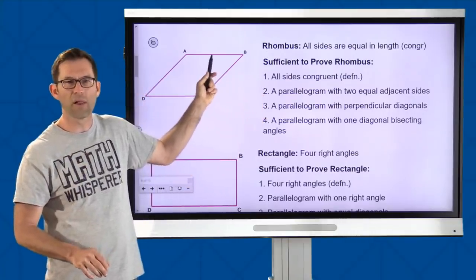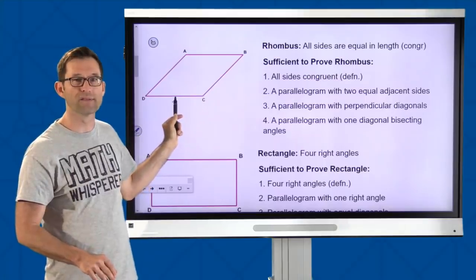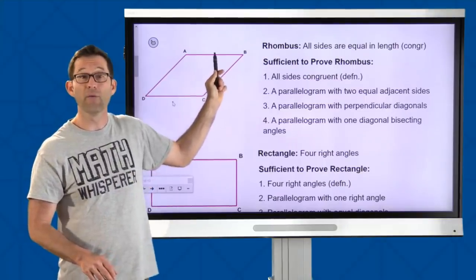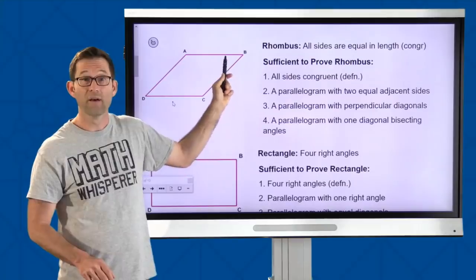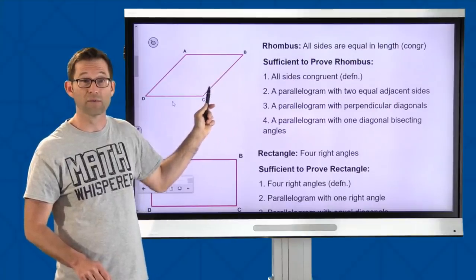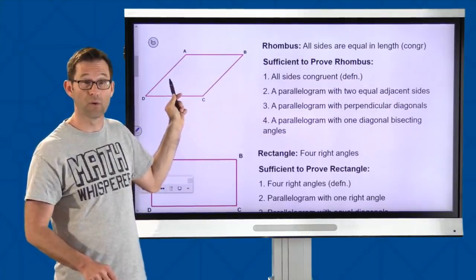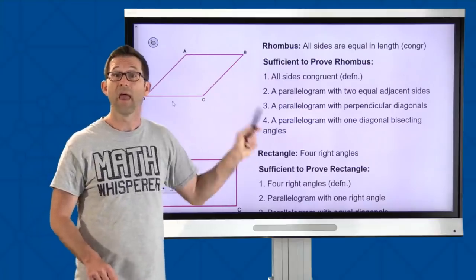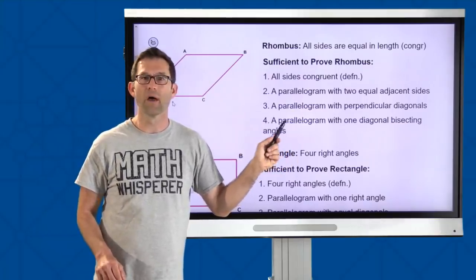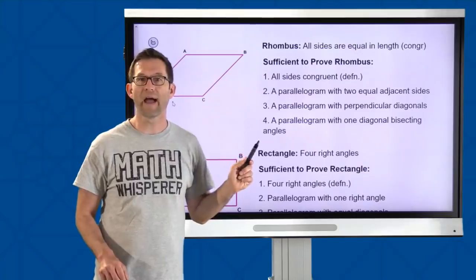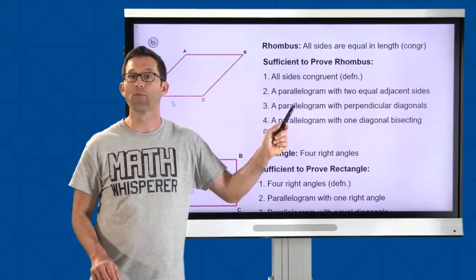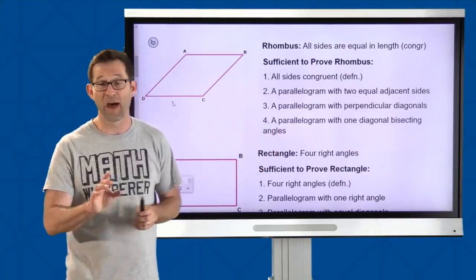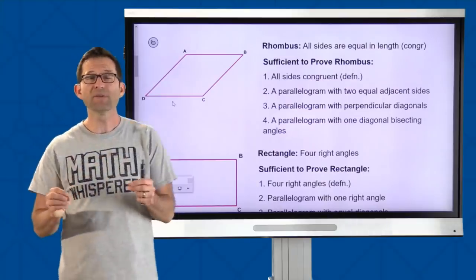I mean, if I know it's a parallelogram, then I know that side's equal to its opposite side. But if I know that this side's congruent to this side, well then this side must be congruent to this side, which must be congruent to this side, which must then be congruent to this side. So it's a rhombus. And finally, and this one's really important, a parallelogram with perpendicular diagonals. I skipped that one. That's the important one. So rhombuses are really cool.